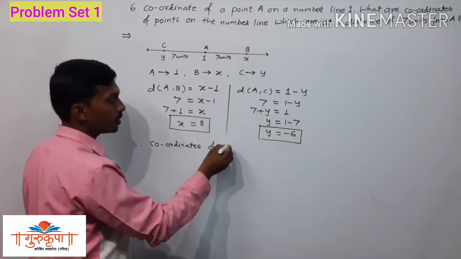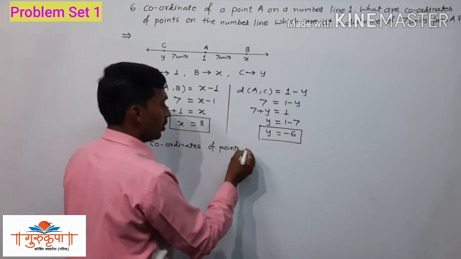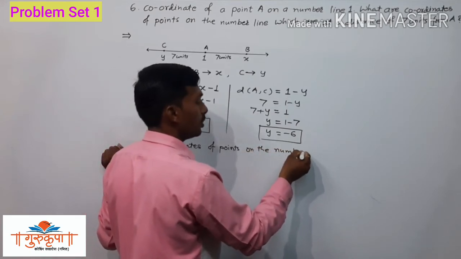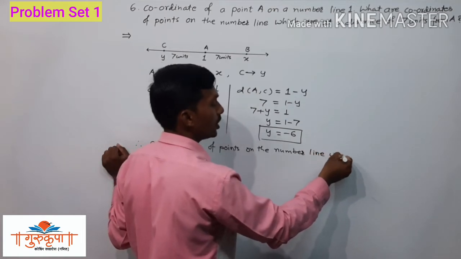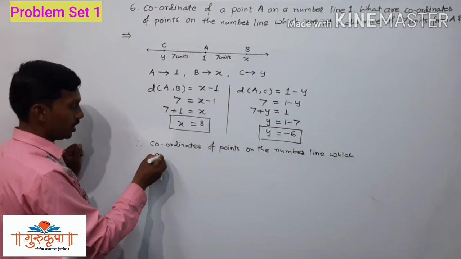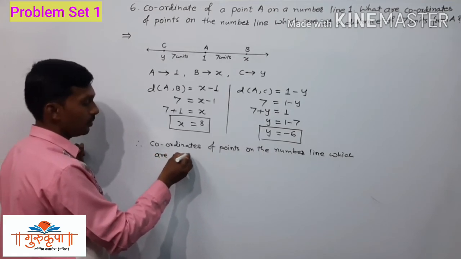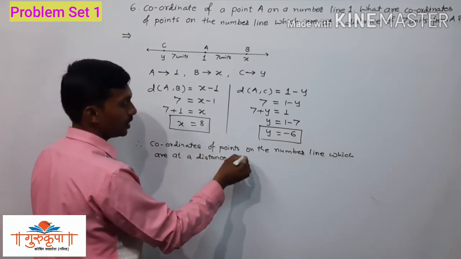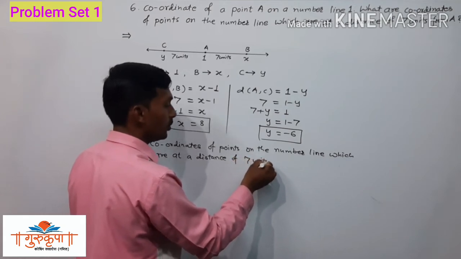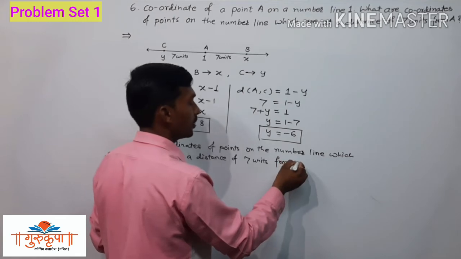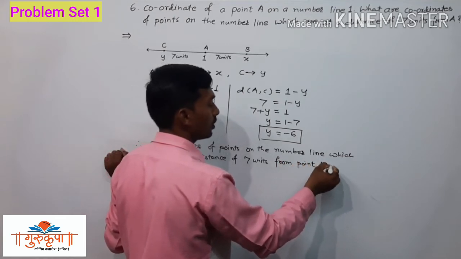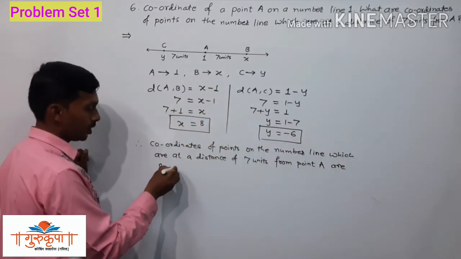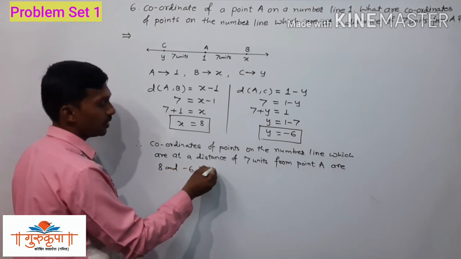Coordinates of the points on the number line which are at a distance of 7 units from the point A are 8 and minus 6 respectively.